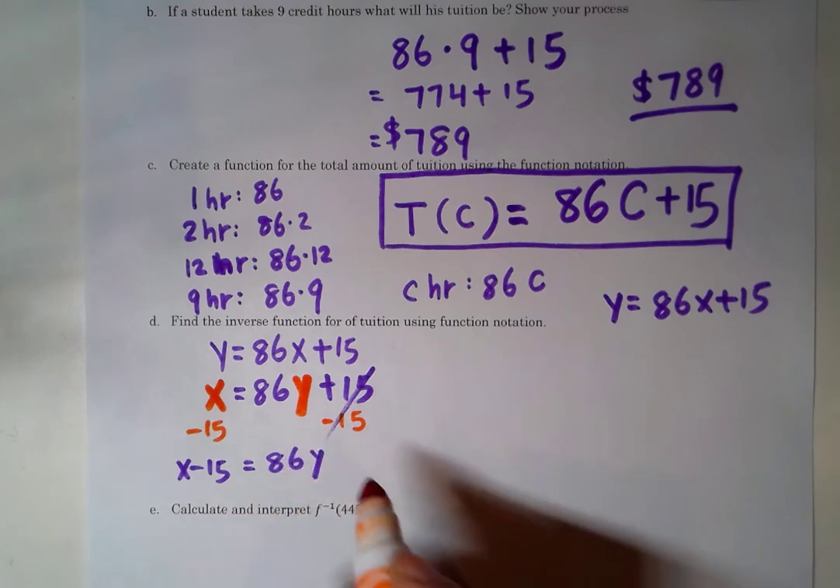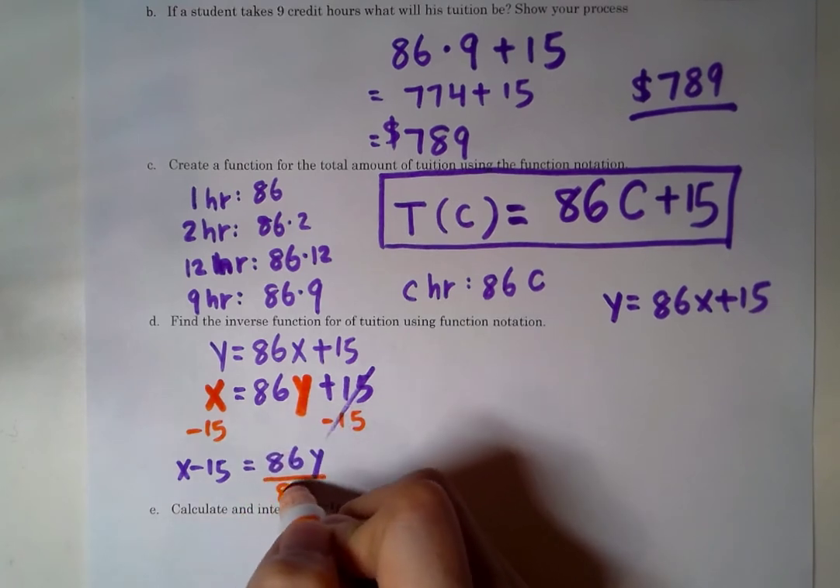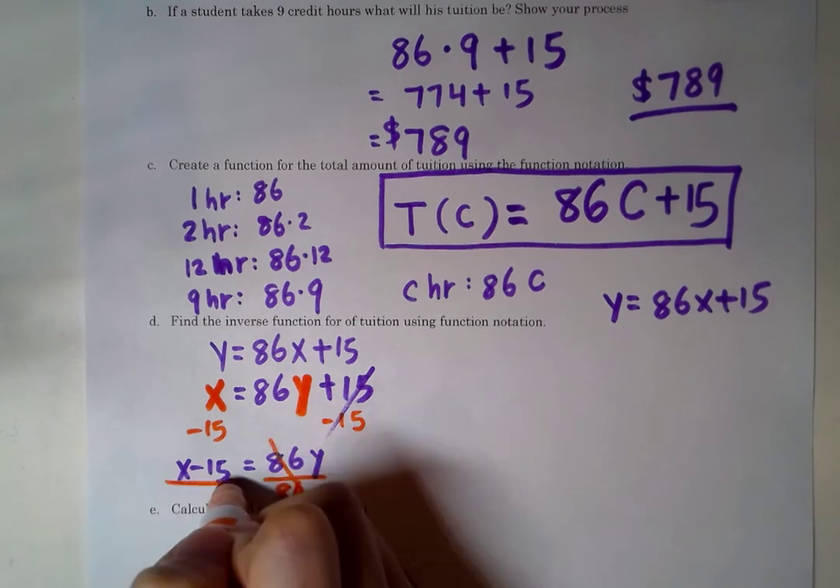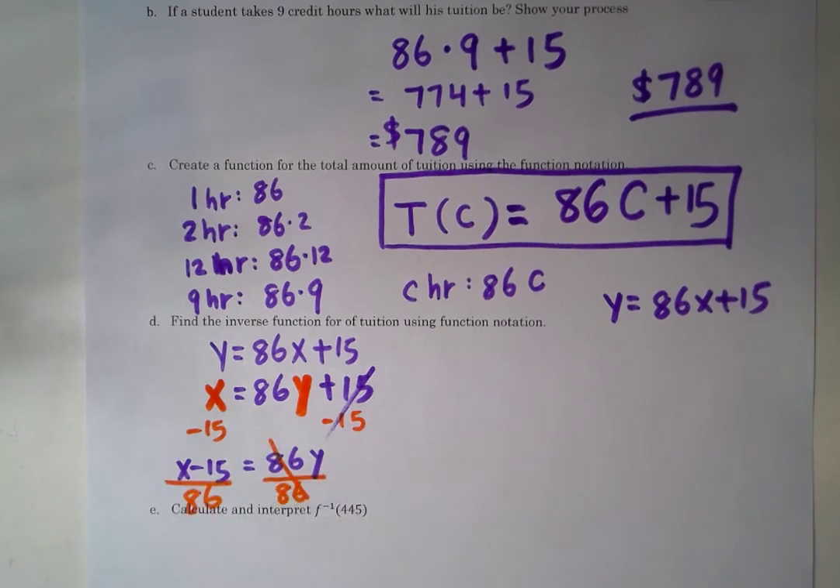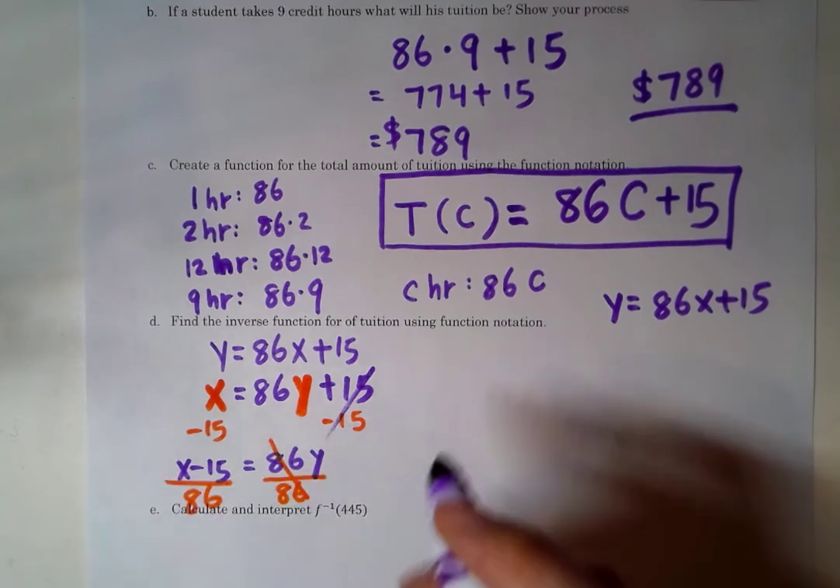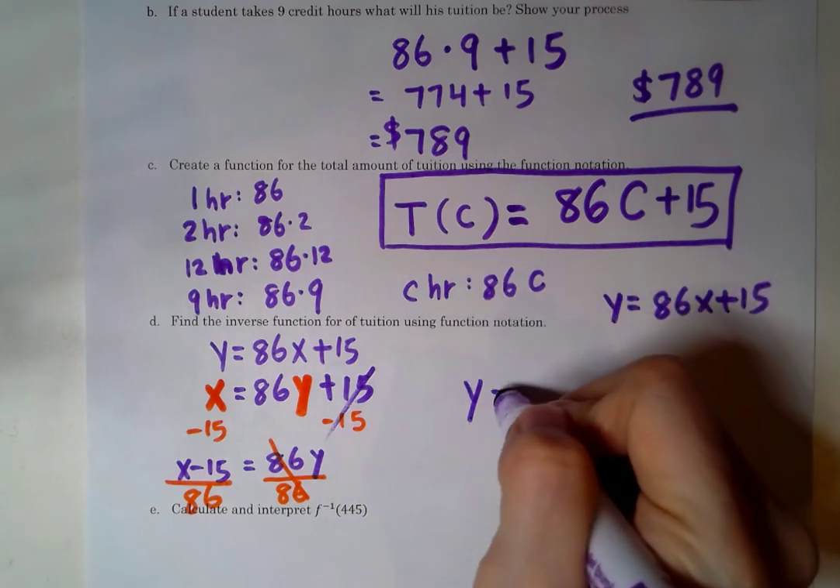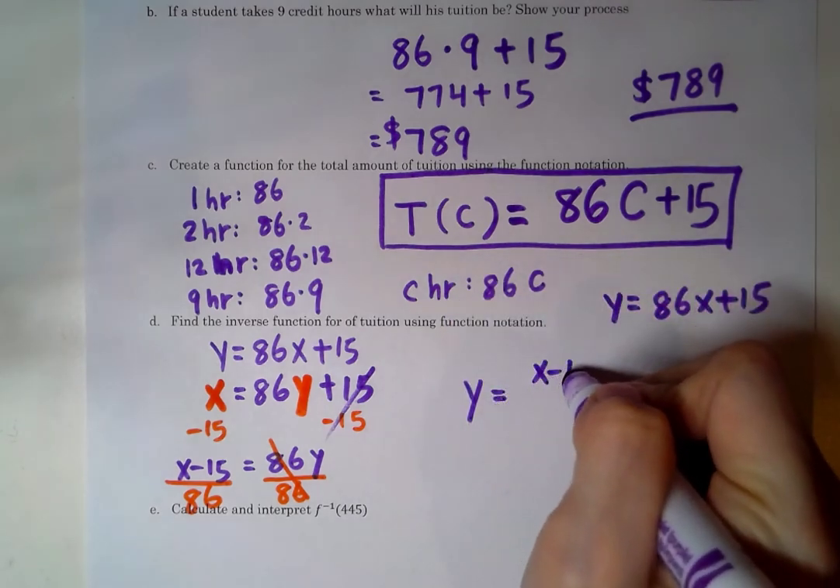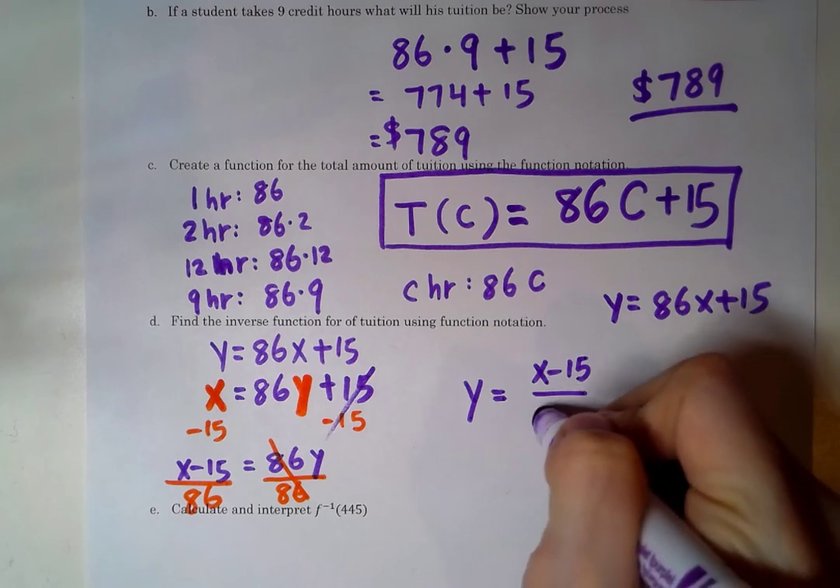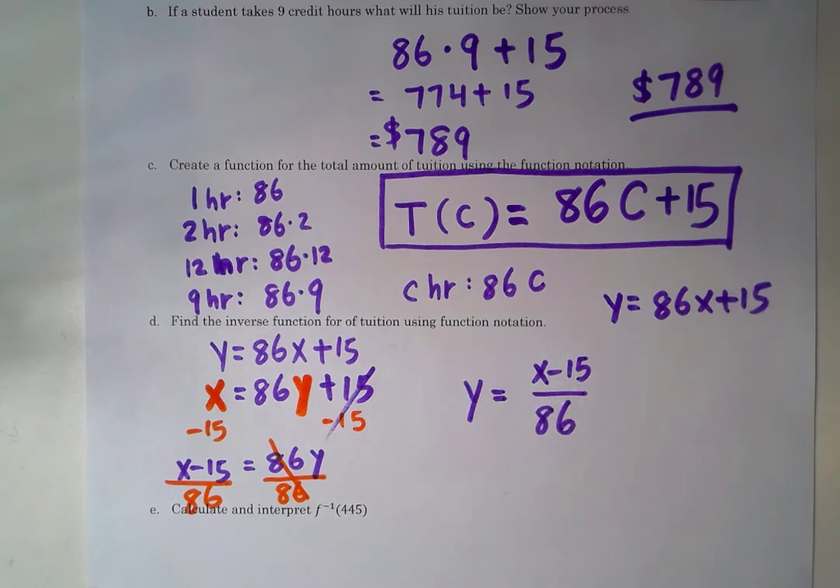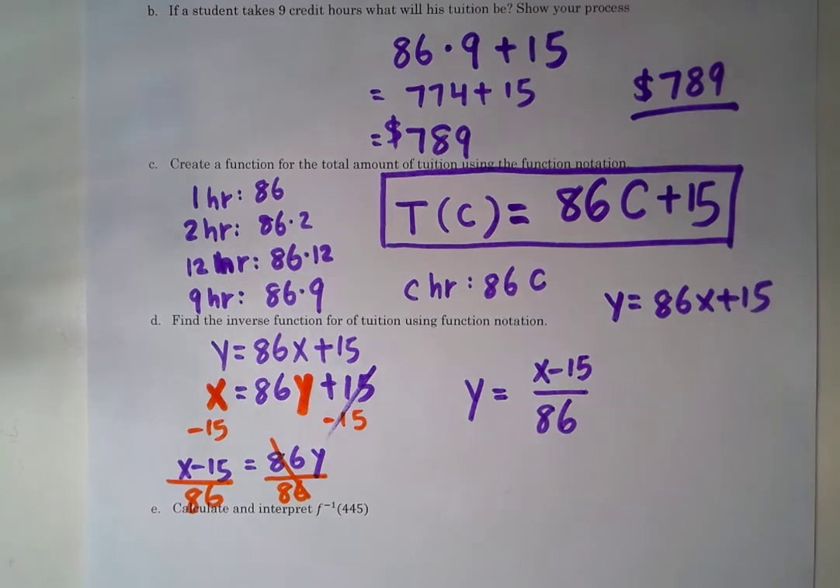And still I need to isolate my y only. We don't need this 86, so divided by 86. And finally I got y equals x minus 15 over 86. So I got this, but you know what? We need to put our variable back.